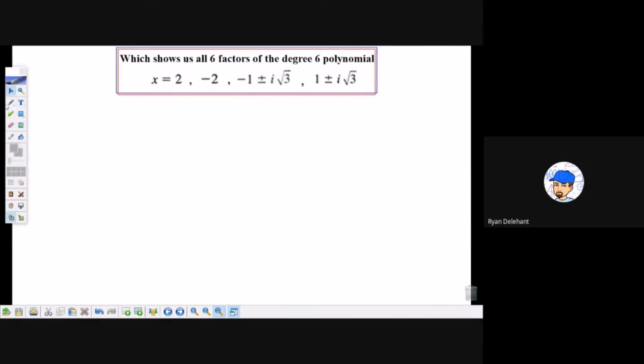This works just like it has before. Each one of these things needs to be solved for 0. So we get x equals 2, x equals negative 2, x equals negative 1, and we're going to leave the plus or minus in here for right now. Make it a little bit less writing for us, okay?